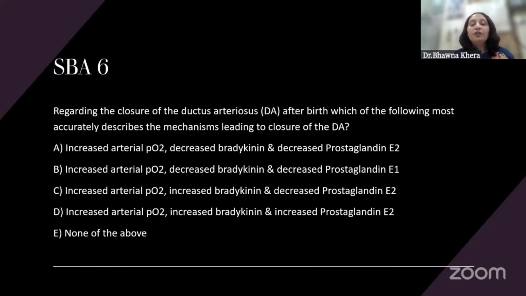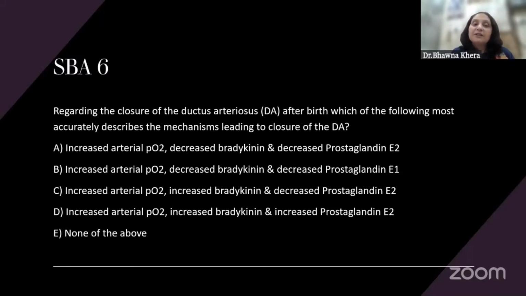Regarding the closure of the ductus arteriosus after birth, which of the following most accurately describes the mechanism leading to closure of the ductus arteriosus? Now, the ductus arteriosus is a very important shunt between the pulmonary artery and the aorta. This is a very important pathway in the fetus.